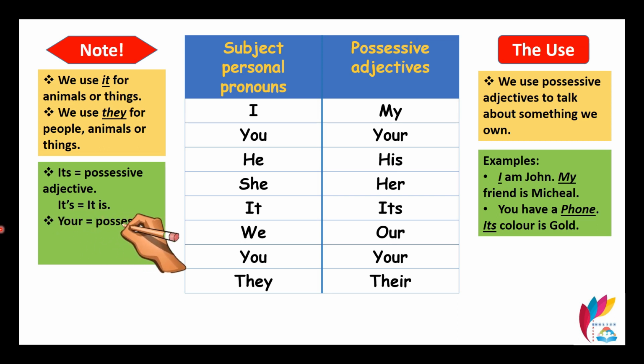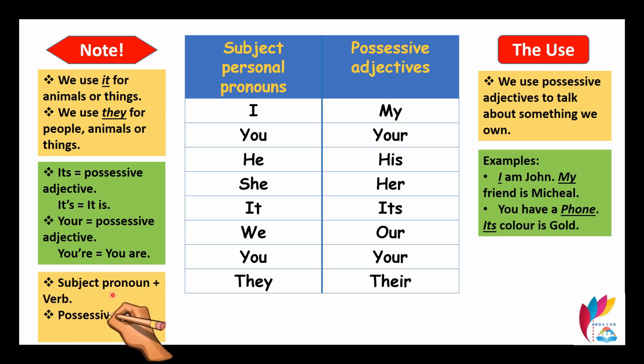Also, we have here "your" and this "you're," okay? They are pronounced the same, but "your" is a possessive adjective, and this "you're" with an apostrophe means "you are." It is the short form of "you are." This is the short form of "it is," and this is the short form of "you are." And also, always remember that a subject pronoun goes with a verb, and the possessive adjective goes with a noun.